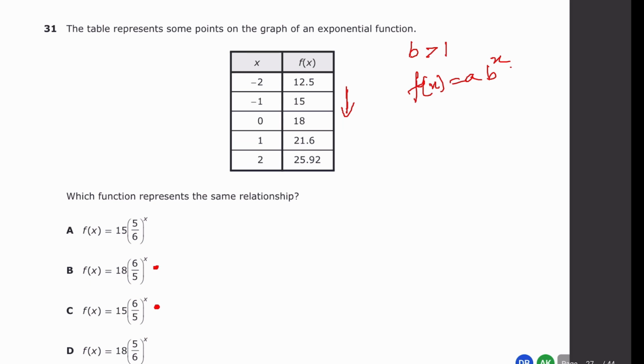When you are doing this problem, here you can see that a is nothing but your y-intercept. For the y-intercept, what do we have? If x is equal to 0, then we have y is equal to 18. So our y-intercept is 18. In these two, which will be the answer? Therefore B will be the answer. So option B is right for the 31st problem.